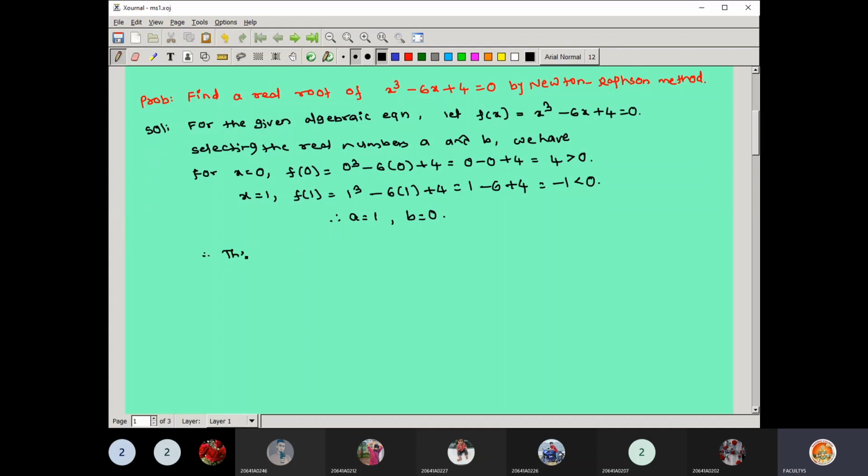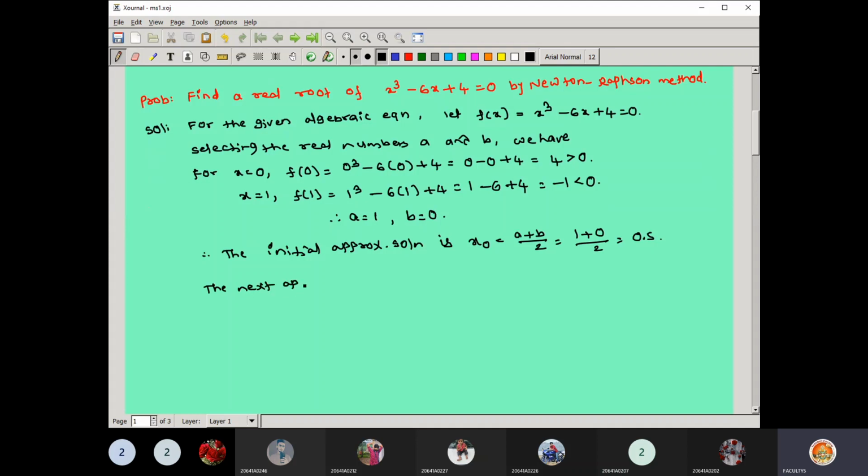So therefore, the initial approximate solution is, so we have a formula as per the procedure, x naught that is equal to a plus b by 2, 1 plus b value 0 divided by 2, 1 by 2 is nothing but 0.5. Now after getting that, you are calculating the next approximate roots.